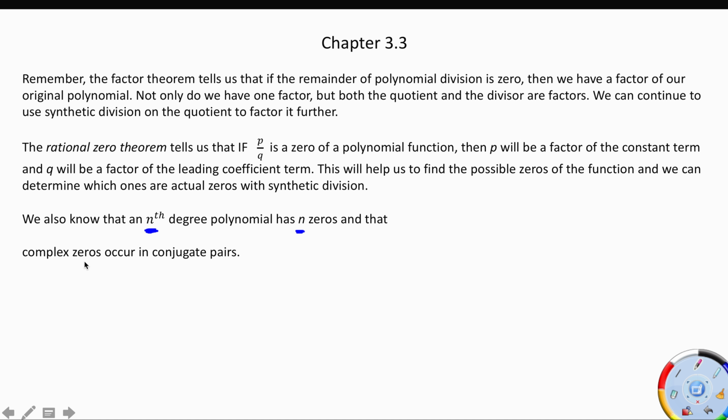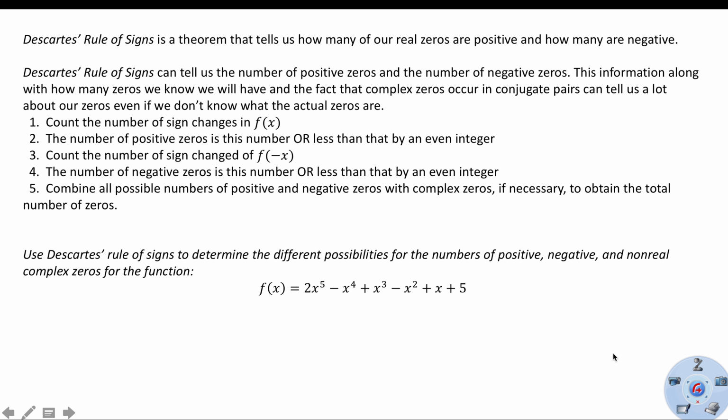And I know that complex zeros occur in conjugate pairs. In other words, if i is a zero, then negative i is a zero. If 2 plus i is a zero, 2 minus i is a zero. Complex zeros occur in conjugate pairs. Descartes' rule of signs is a theorem that tells us how many of our real zeros are positive and how many are negative. So that is going to help us cut our work down, cut it in half sometimes.